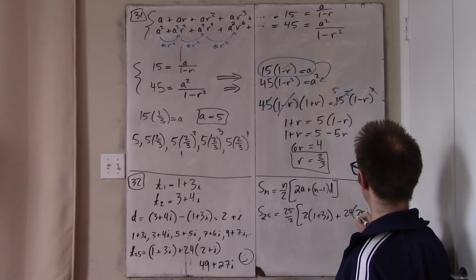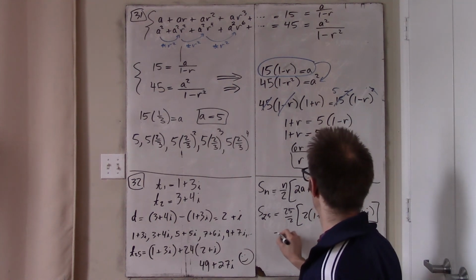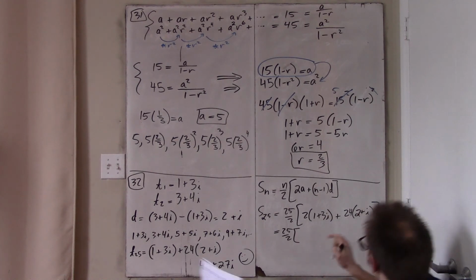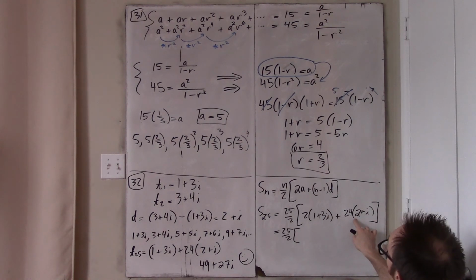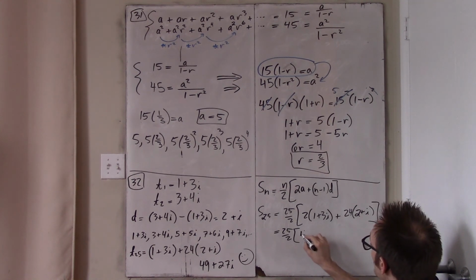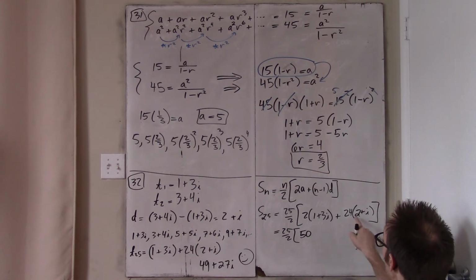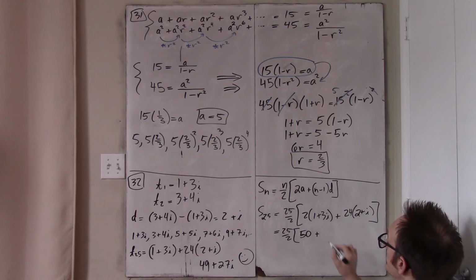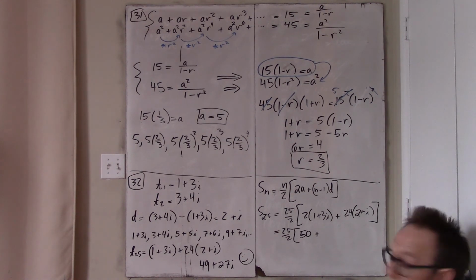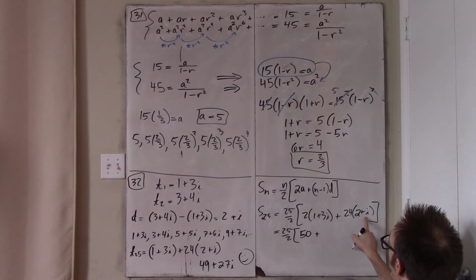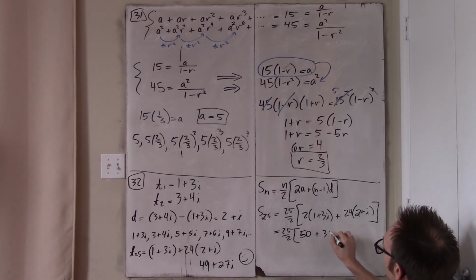And then I guess I just do this out, right? So what is that? 25 halves times, that's 48 and 2 is 50. And then that's 24 and 5 is 29. That's not what I was expecting to happen. What? 24 and 6 is 30. There we go.